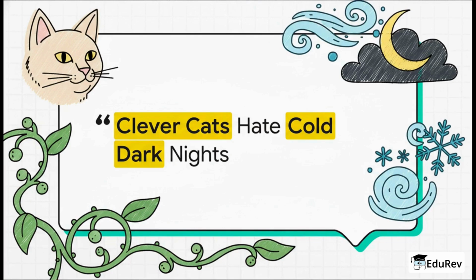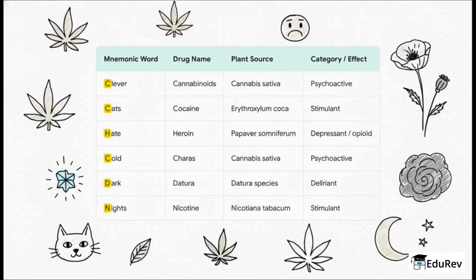Every single word in this phrase is going to link us to a specific drug and where it comes from. Let's decode this one, shall we? Clever gets us cannabinoids from cannabis sativa. Cats is for cocaine from the coca plant. Hate points us to heroin, which comes from the poppy. That second C, cold, stands for charas, which is another cannabis product. Dark is for datura. And last but not least, nights is for nicotine from the tobacco plant.